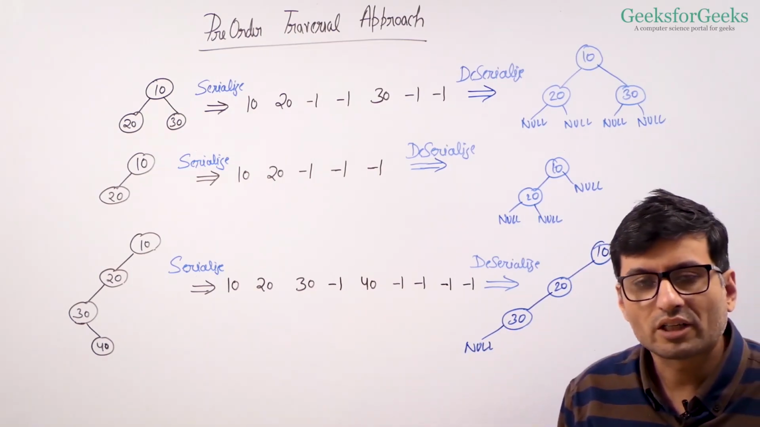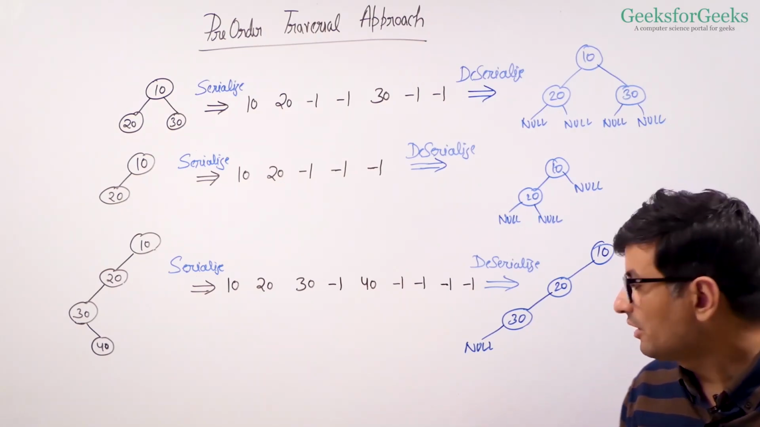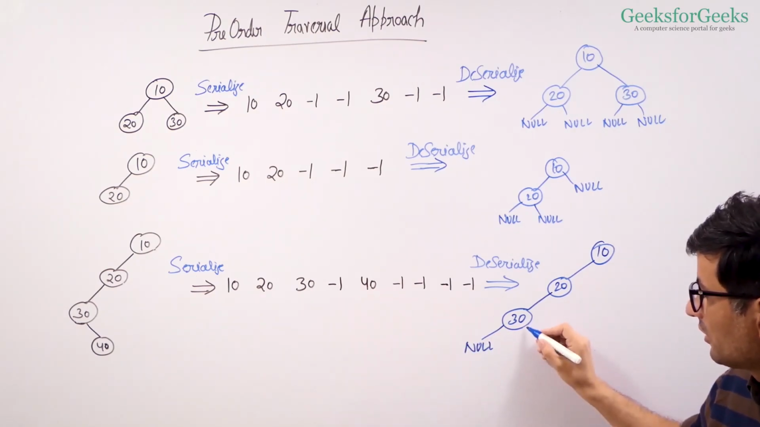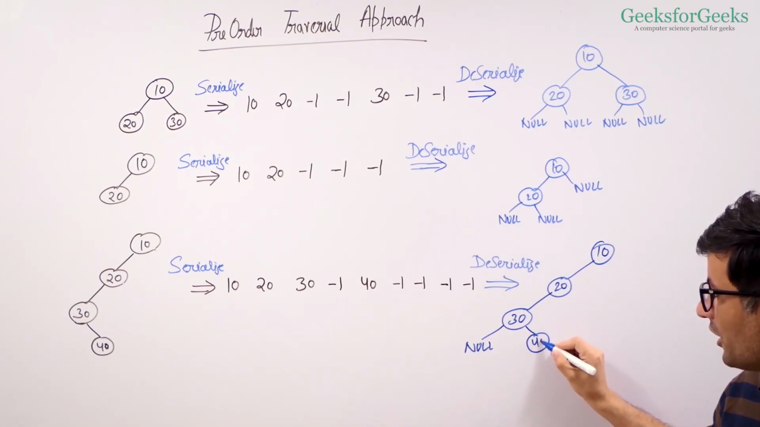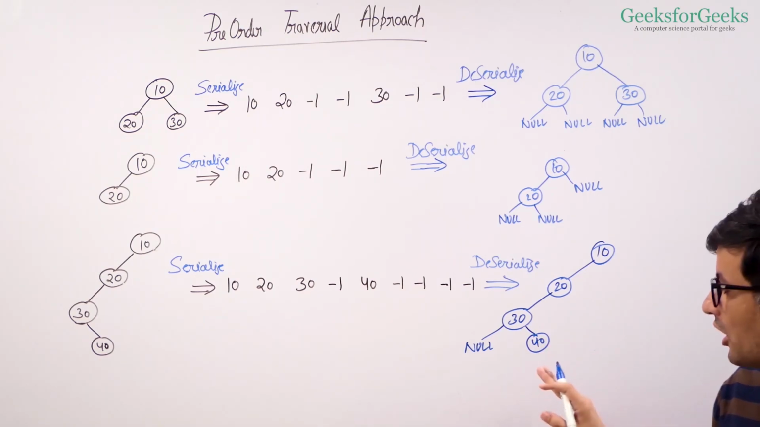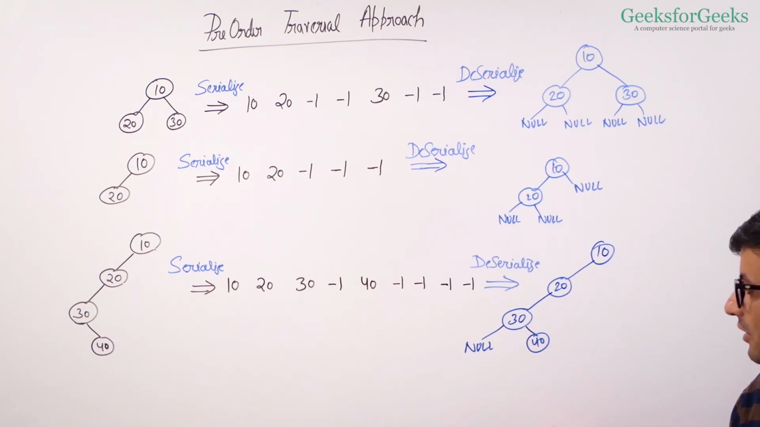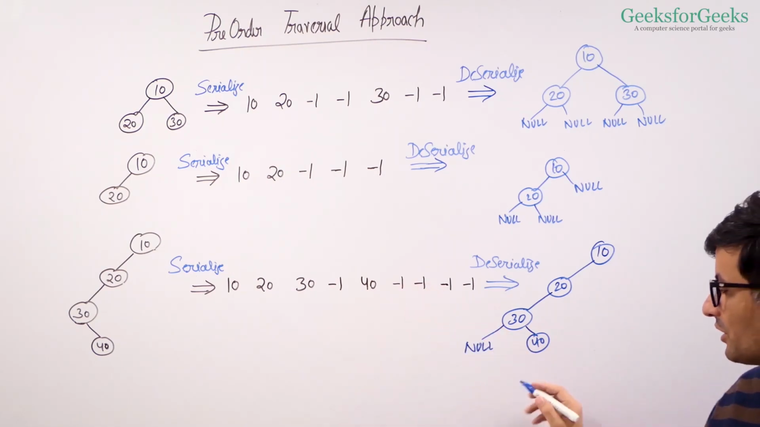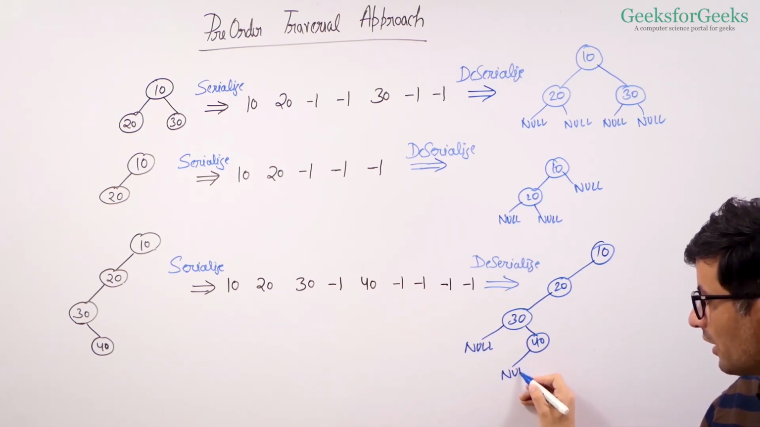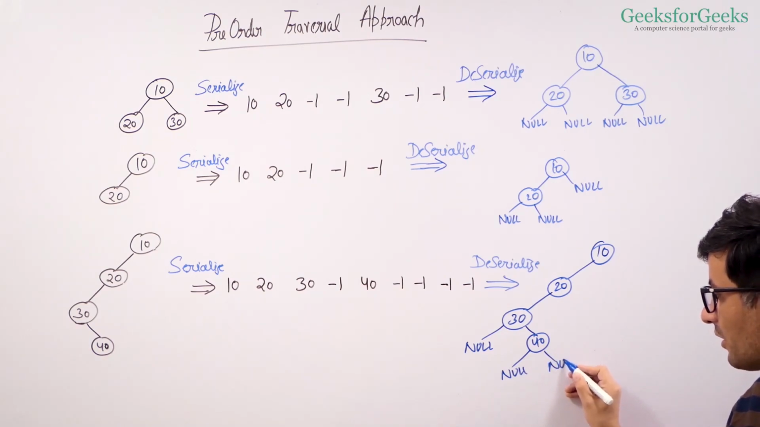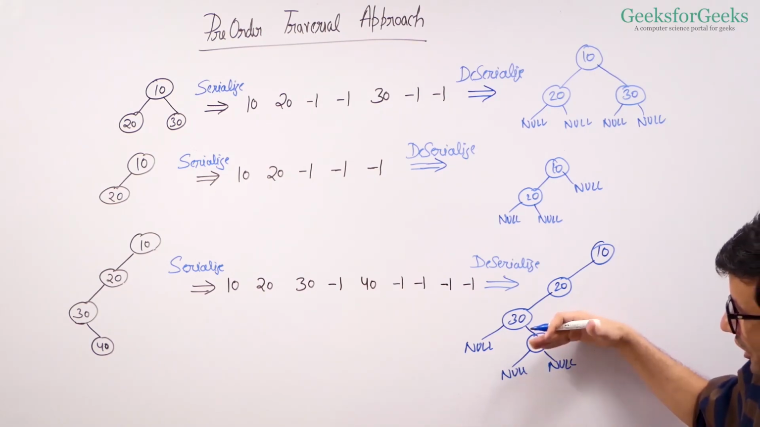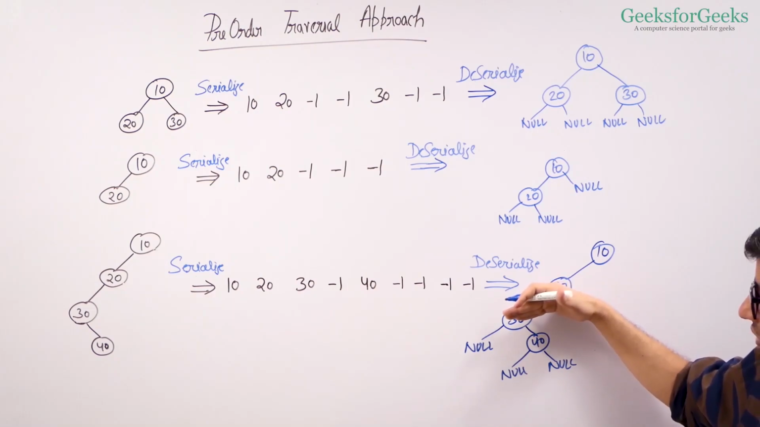Now you will make a recursive call for 30's right child. You will see 40. So you will make a node 40 and make its right child. Now you will make recursive calls for 40's left and right children. Both are going to be -1. So left is going to be -1 and right is going to be -1. Now this 40 is constructed, 30 is also constructed.